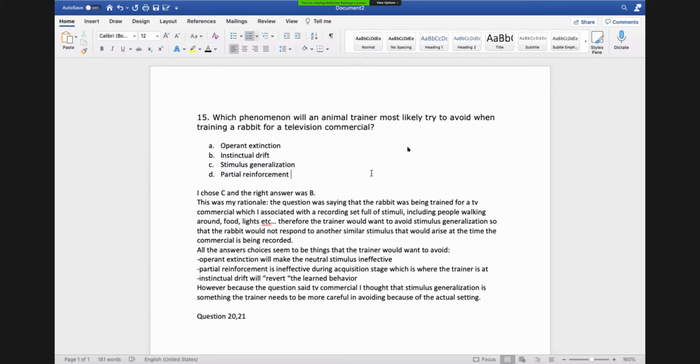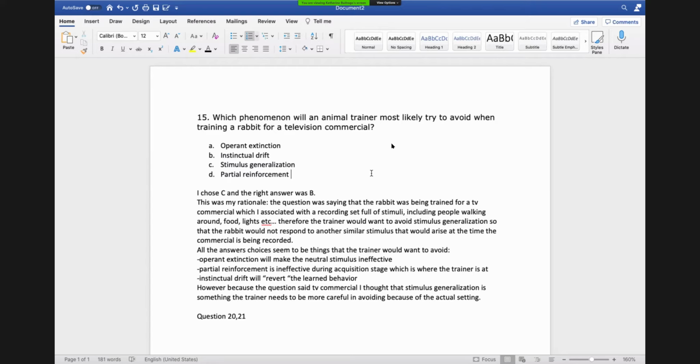Instinctual drift, I think that's when they revert to their instincts. Maybe stimulus generalization is when a particular stimulus that causes a response is wider, so a lot of things that are like that stimulus have that same effect. Partial reinforcement, I don't think that's a thing. Or it's just a different thing, a reinforcement schedule. Oh yeah, I remember hating the reinforcement schedule stuff.